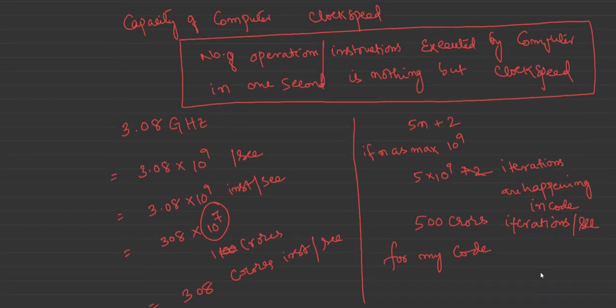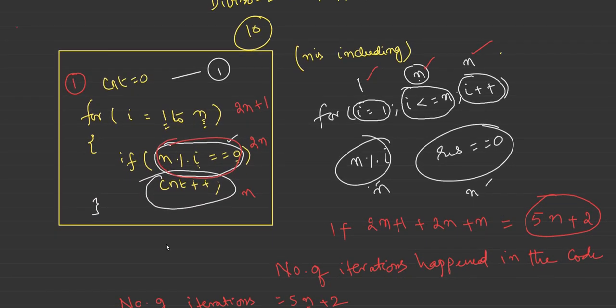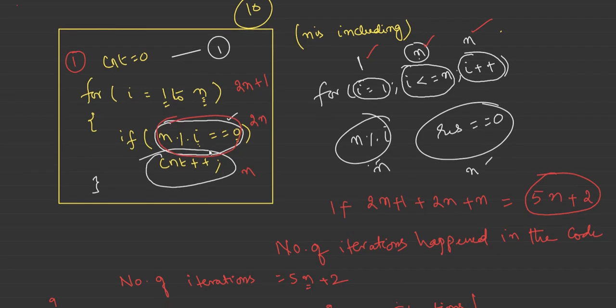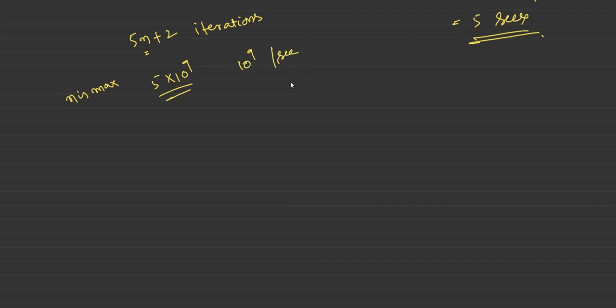Let us go back to the program. Here is the program code, and this code has 5n plus 2 iterations. Where if n is maximum, there are 5 into 10 power 9 iterations, and to execute this on a computer with 10 power 9 per second clock speed will take 5 seconds.